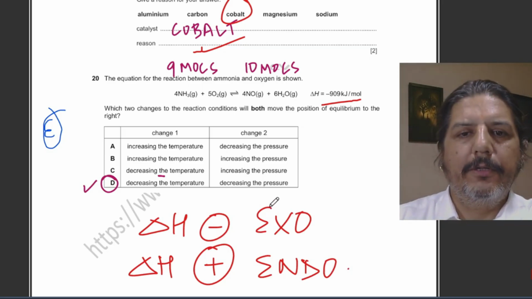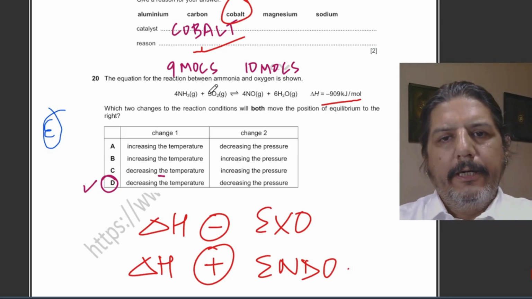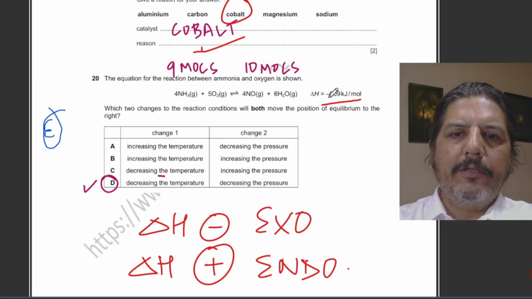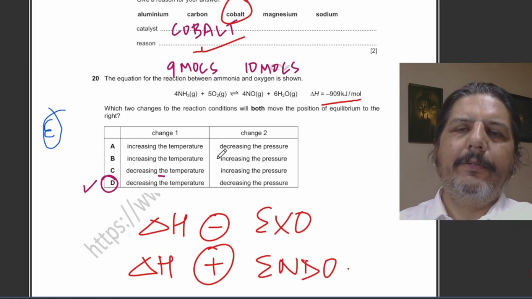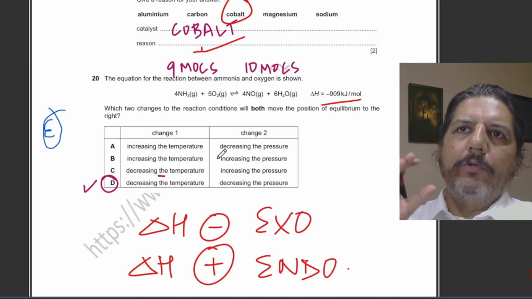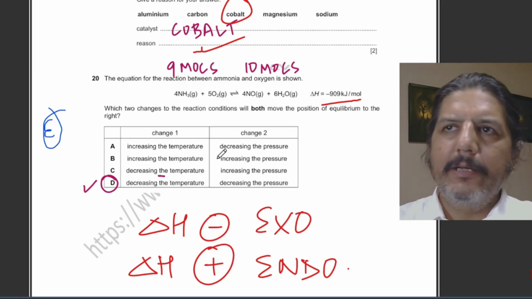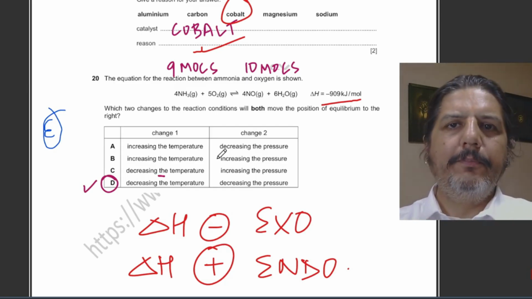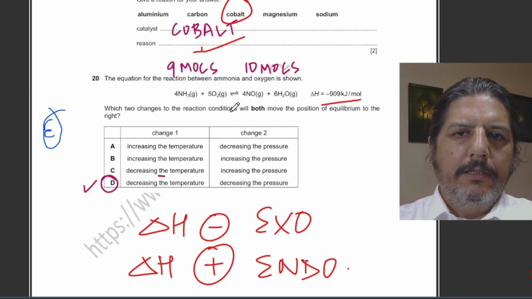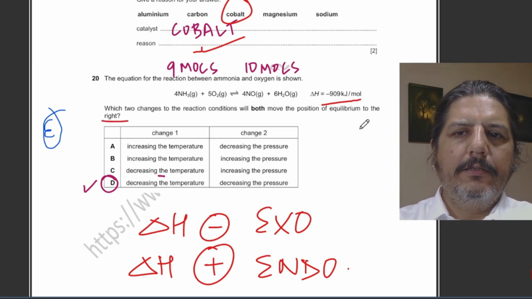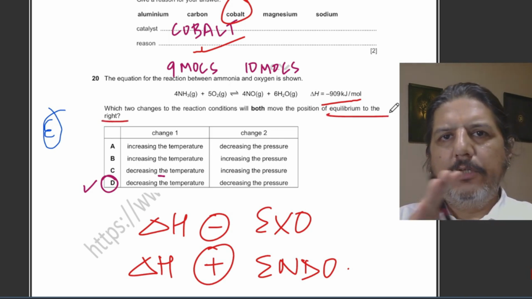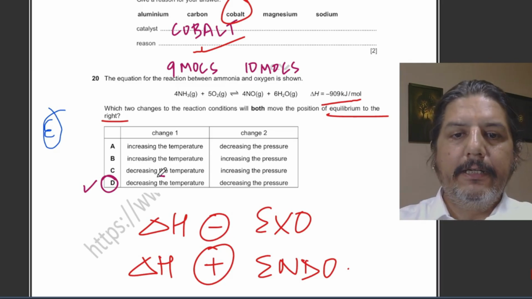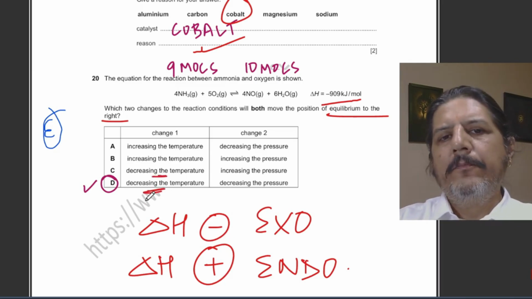Heat is absorbed from the surroundings. Now, regarding the temperature, because it's an exothermic reaction, if we decrease the temperature, the system will try to oppose this decrease of temperature by moving in a direction where the temperature should increase. And that is why the forward direction would be better, because we want to move the equilibrium to the right, that is in the forward direction. So decreasing the temperature would be a better option.